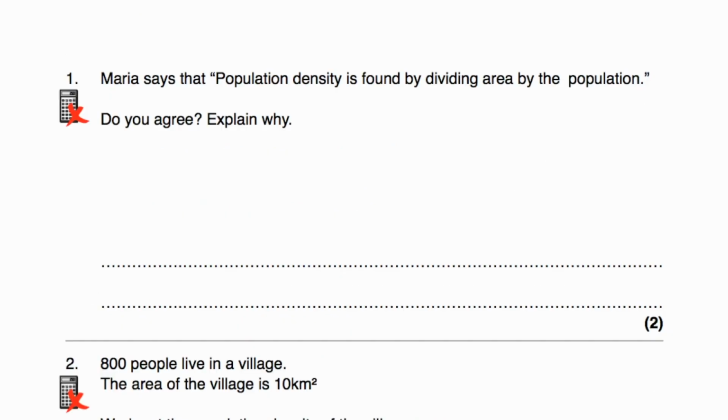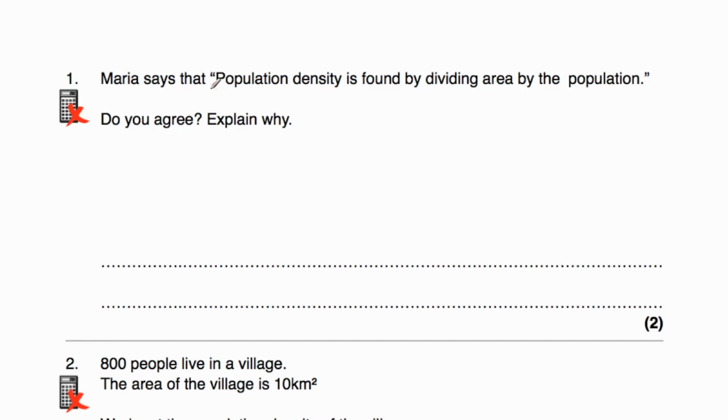So let's have a look at question number 1. Question number 1 says, Maria says the population density is found by dividing area by the population. Do you agree, and explain why? Whenever we're looking at population density, whether it's of a country or a city, or the population density of an animal on an island, we're looking to see how many people or how many of the animal live in a given area. So to find that, we would divide the population by the area.